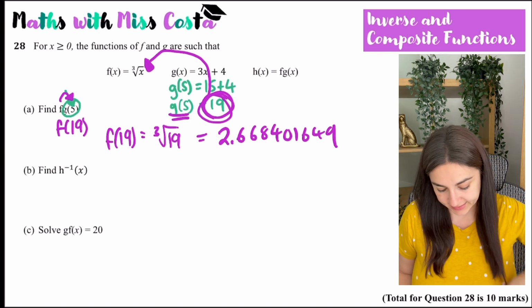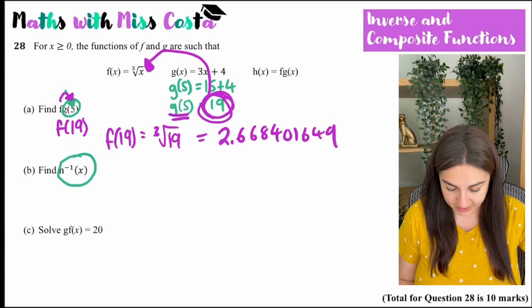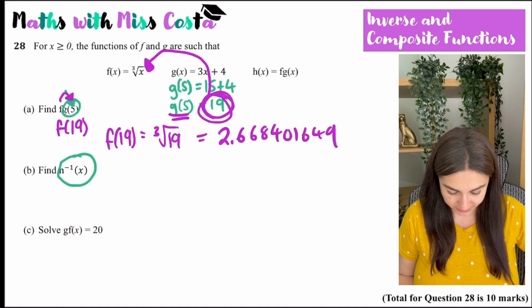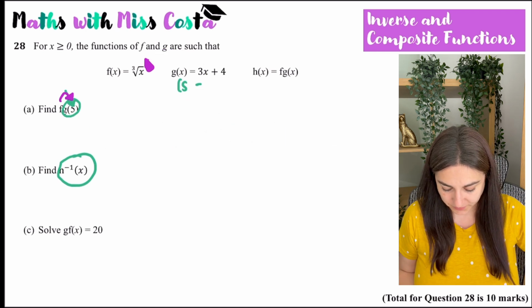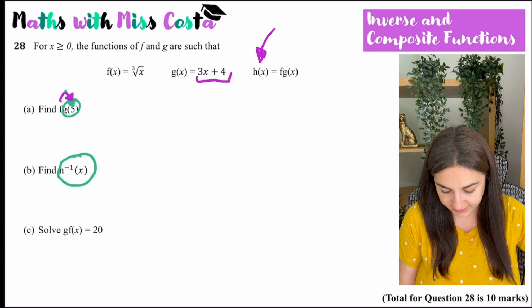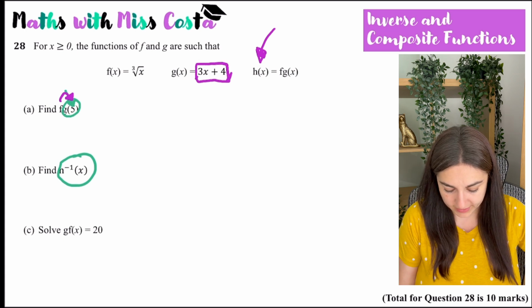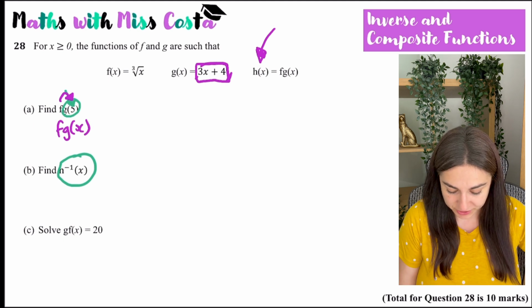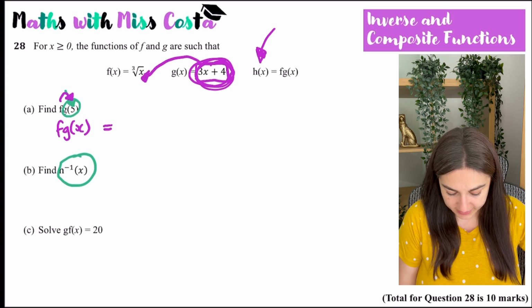Now, the next question is find the inverse of h. So this is a little bit of a tricky one. It's saying that h of x is f g of x. Okay, so g of x is 3x plus 4. Because this is now algebraic, we don't have anything to substitute into it, so we substitute the whole thing. So g of x is this whole thing, and wherever we see an x, we substitute that in. So fg of x is going to be the cubed root of 3x plus 4.